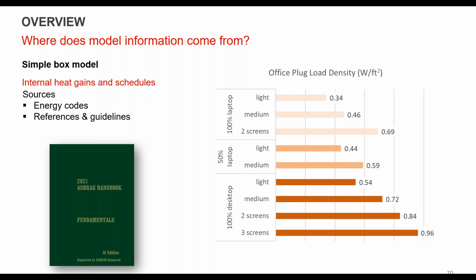So instead of that average of 0.75, you might be looking at something that's a lot less than that, particularly if everybody has laptops. So that could also be something where, when you're building the model, you're doing some sort of sensitivity about that in the model to see how much impact that has.